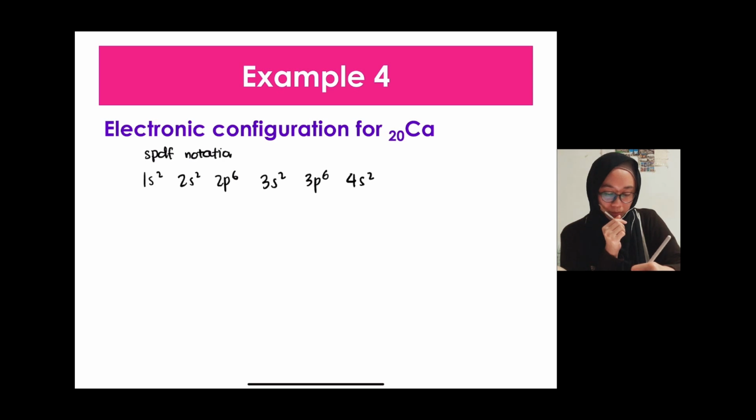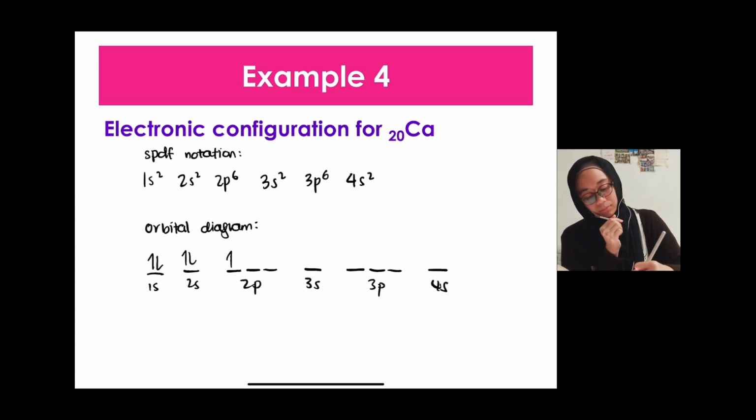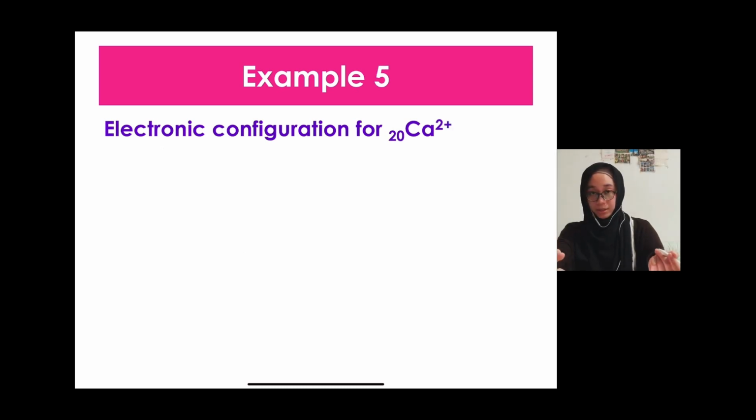Pergi pula kepada orbital diagram. So very simple lah. Kalau orbital diagram ni, kita tengok yang atas sekejap. 1s. Settle. Okay. And then kita pergi to the next one. Sini kita ada calcium ion. So initially, proton dia ada 20. Bermaksud initially elektron dia ada 20 juga kan, tapi dia donate 2 elektron. So now your electron only left with 18.